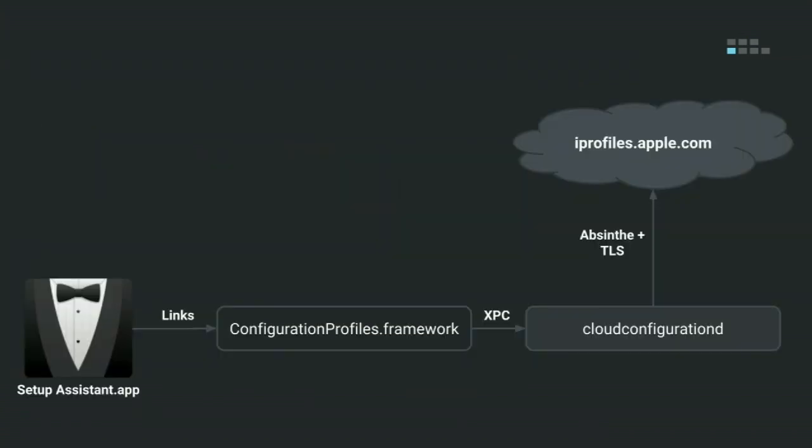So let's go back to our architecture diagram again. As you can see, cloudconfigurationd is interacting with Apple at this step, and it's using both TLS with the standard root certificates installed on the device, along with the extra layer of Absinthe encryption. And at this point, it basically says, I am this device, I am this serial number, what is my activation record? What is my DEP profile? Should I be enabling DEP?